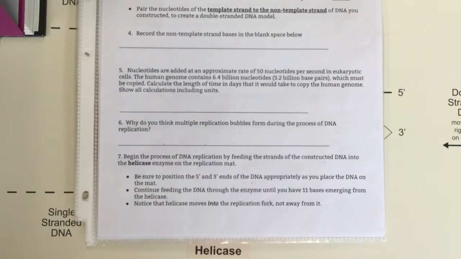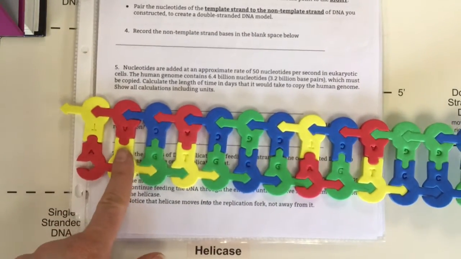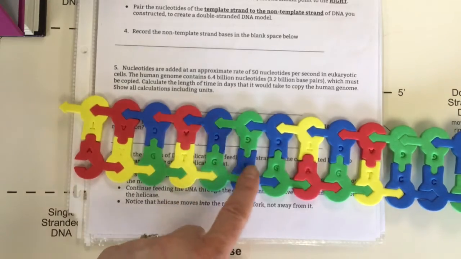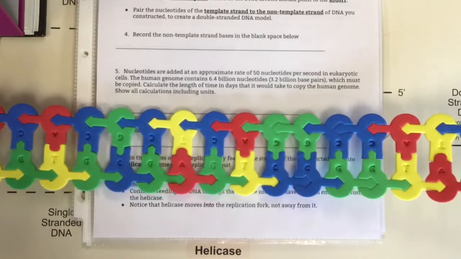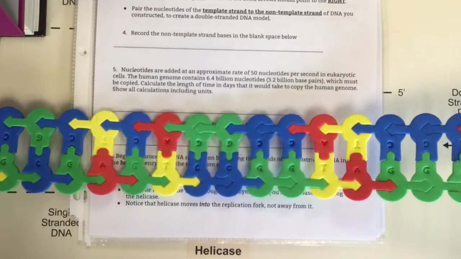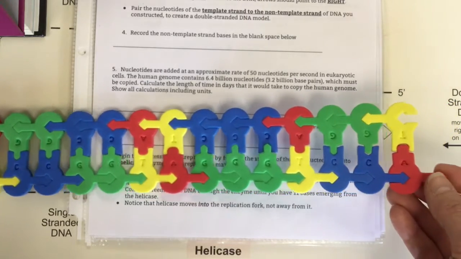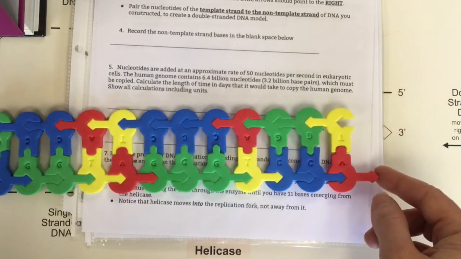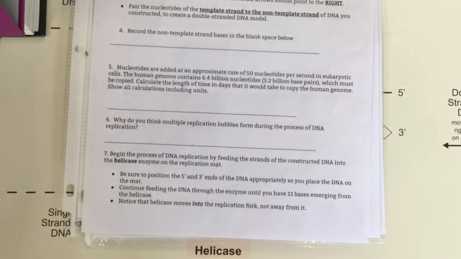So now you'll want to go ahead and record what the non-template strand bases were that you saw that we put together. Remember these guys? So you're going to write, for example, A, T, G, C, and so on. Always complementary to the bases in the template strand. So let's see if we can get through this whole double strand of DNA so you can see the whole non-template strand.